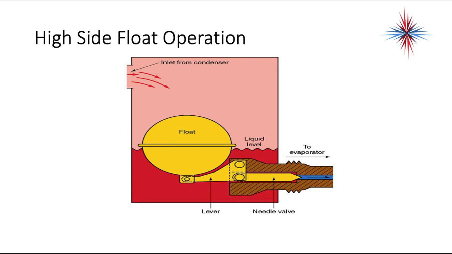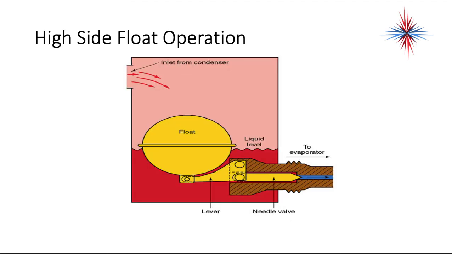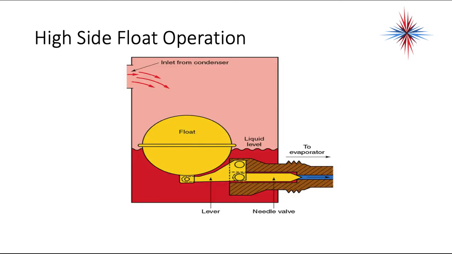Okay, high side float operation. We use the actual liquid side to keep the float operating. The low side uses a float on the suction side. The high side uses a float in the liquid receiver. Don't see these that often, and don't worry too much about it for air conditioning, but it is a type of expansion device. So that takes care of talking about all the types of expansion devices.